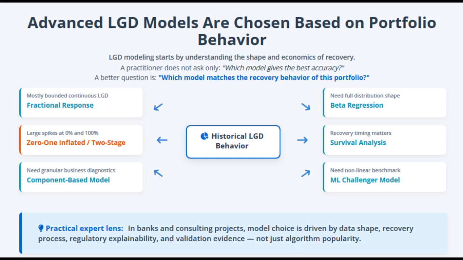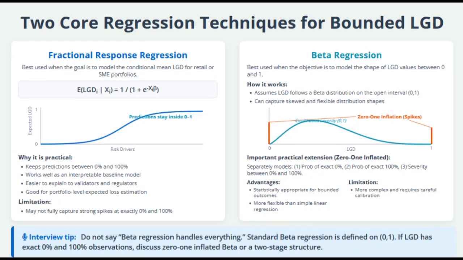The practical expert lens is this: the model choice should reflect the data shape, recovery process, regulatory explainability, and the validation evidence, and not just the advanced technique. Our first approach to discuss is the fractional response regression. It is most common for retail and SME portfolios. It models the conditional mean of LGD using the logit function, it naturally bounds the prediction between 0 and 1, and it is highly interpretable for regulators.